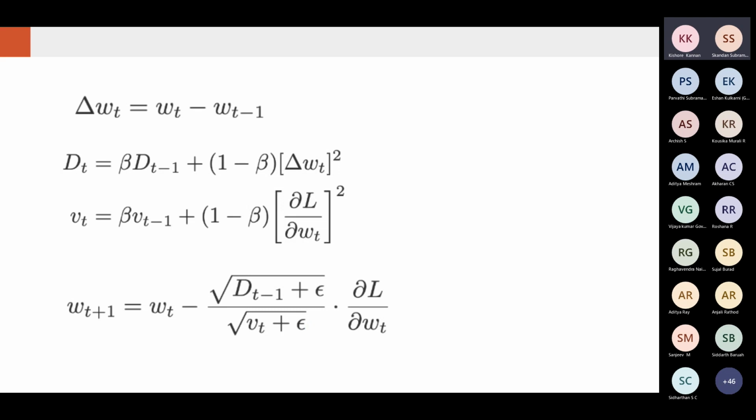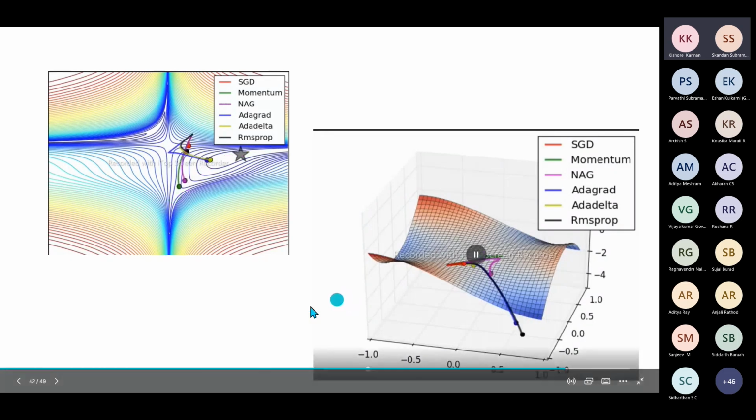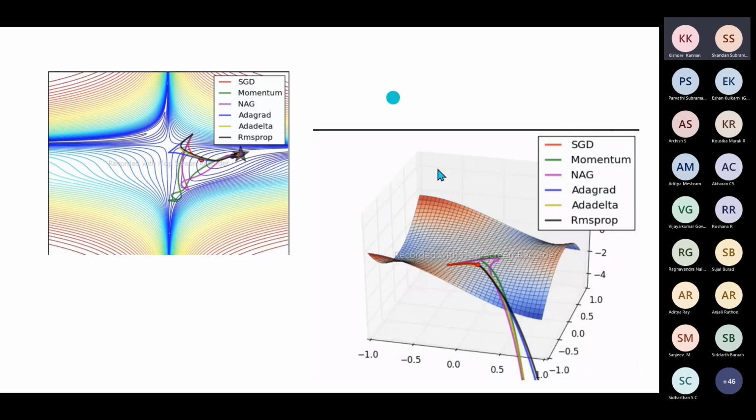That is Adadelta. And here are some cool animations. You can see the one that's red in color is SGD, and it's going very slowly, while the other algorithms are reaching the minima faster than SGD. And here in this case, the star is the minimum. And that's about these optimizers.